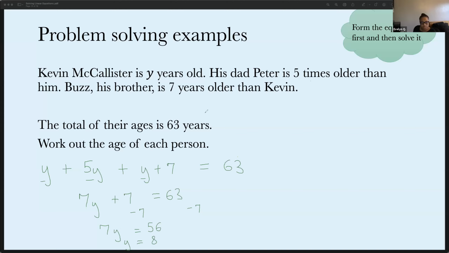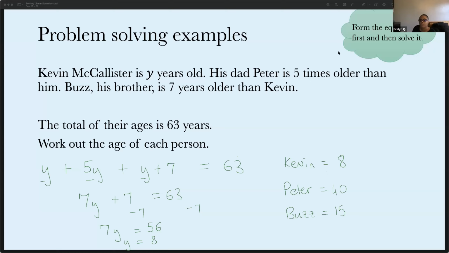Brilliant for those of you who got y equals 8. That's amazing. But the question isn't asking what is y. The question is asking to work out the age of each person. So now I know how old Kevin is, because Kevin is y years old, so Kevin is 8. Peter, we know, was 5 times older than Kevin, so Peter is 5 times 8, so Peter is 40. And then Buzz is 7 years older than Kevin, so 8 plus 7 is 15. Brilliant for everyone who got those right.